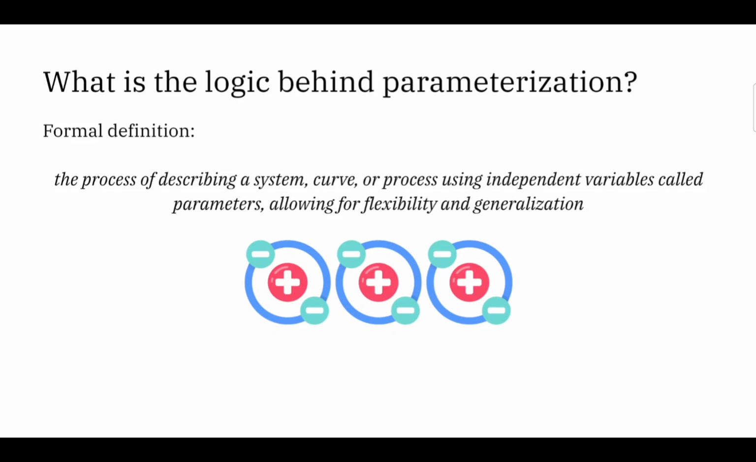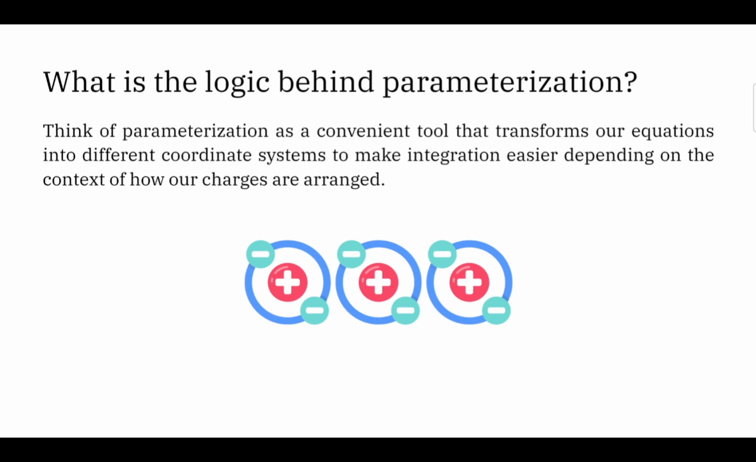What is the logic behind parameterization? The formal definition of parameterization is the process of describing a system, curve, or process using independent variables called parameters, allowing for flexibility and generalization.